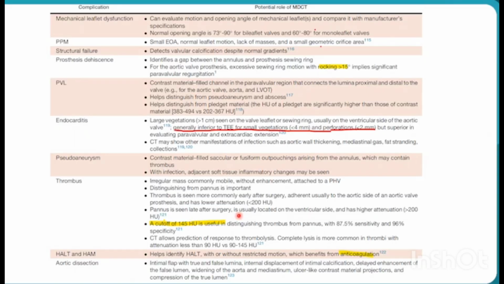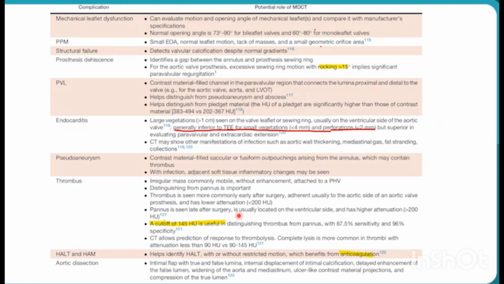As discussed, in endocarditis generally, CT is inferior to TE for valve perforations because they are less than 2 mm, but superior in evaluating the paravalvular and extracardiac structures. Pseudoaneurysm, again, there is a role of MD-CT or cardiac CT. Thrombus cutoff, as discussed, was less than 200, but a cutoff of 145 is used for distinguishing thrombus from pannus with 87.5% sensitivity and 96% specificity.